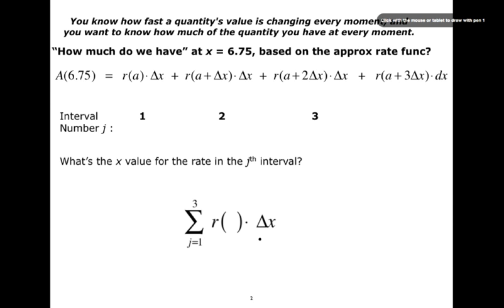Okay, what's the x value at the left side of the jth interval? We're going to start at a, and we're going to go across how many intervals? j minus 1. So how do we express then the x that's got all the information we need to express the left side of the jth interval? What would it be?